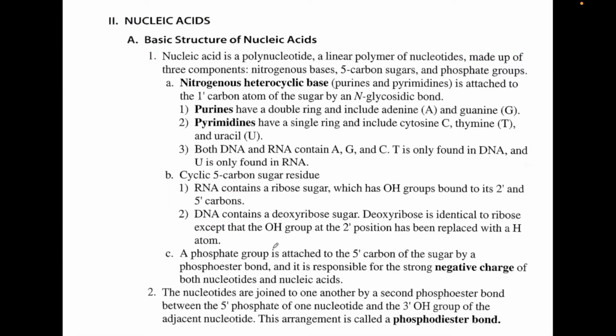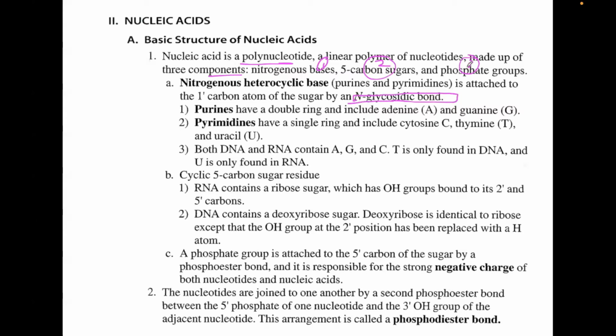So your nucleic acids, the basic structure: a nucleic acid is a polynucleotide, a linear polymer of nucleotides made up of 3 components. Alam na natin yung tatlong basic components of your nucleic acid or your nucleotides. We have your nitrogenous bases, your 5-carbon sugar, and then your phosphate groups. For the nitrogenous heterocyclic bases, we have your purines and then your pyrimidines. It is attached to the 1 carbon of the sugar by an N-glycosidic bond.